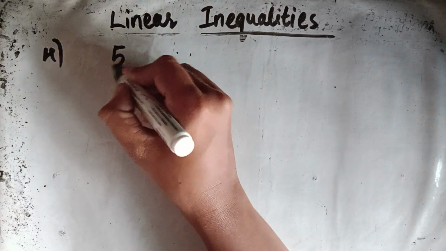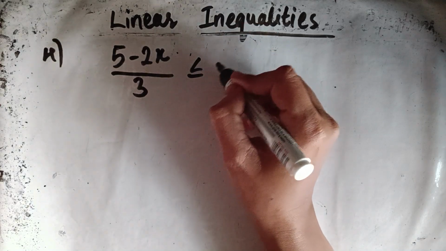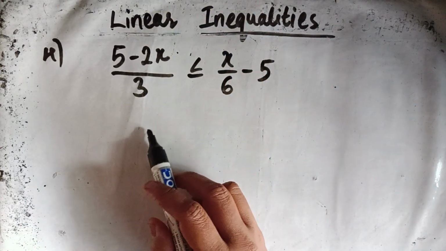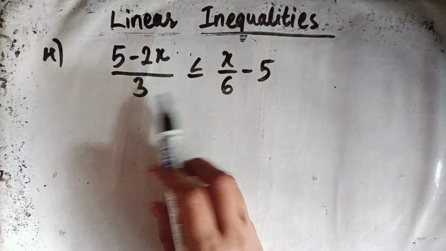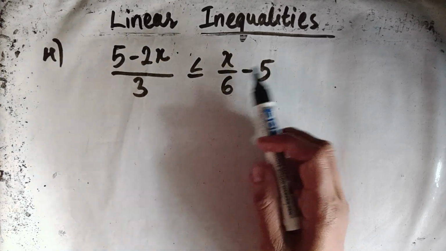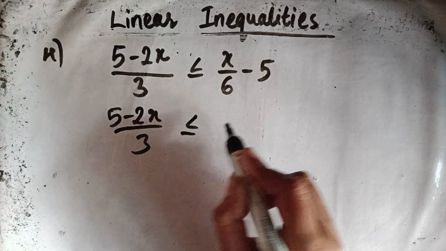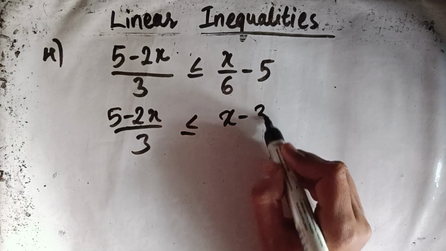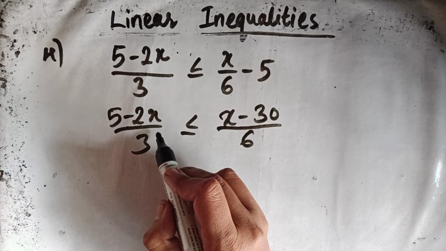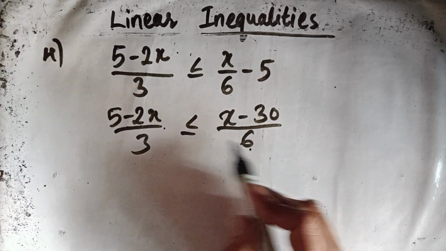Solve (5 minus 2x) upon 3 less than or equal to x by 6 minus 5. First you remove denominators. You can cross multiply first. So this becomes (x minus 30) upon 6. Removing denominators means you have to multiply here, or you can cross multiply.